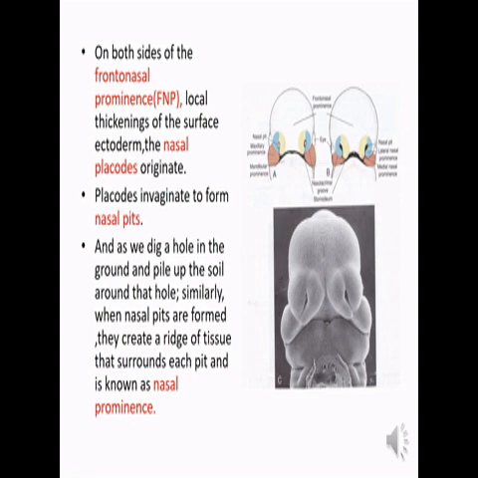And this frontonasal prominence develops a local thickening of the surface ectoderm that is known as nasal placode. These nasal placodes invaginate in the midline or in the center to form nasal pits, and this nasal pit on both the sides is surrounded by a ridge of tissue that is known as the nasal prominence.